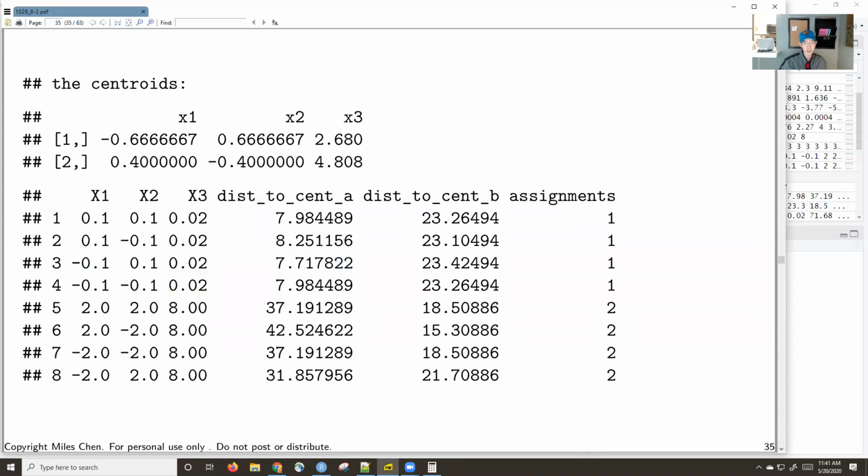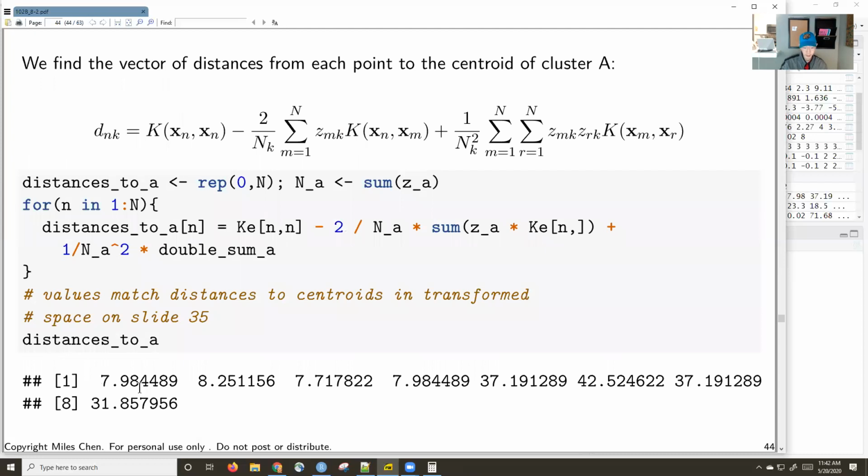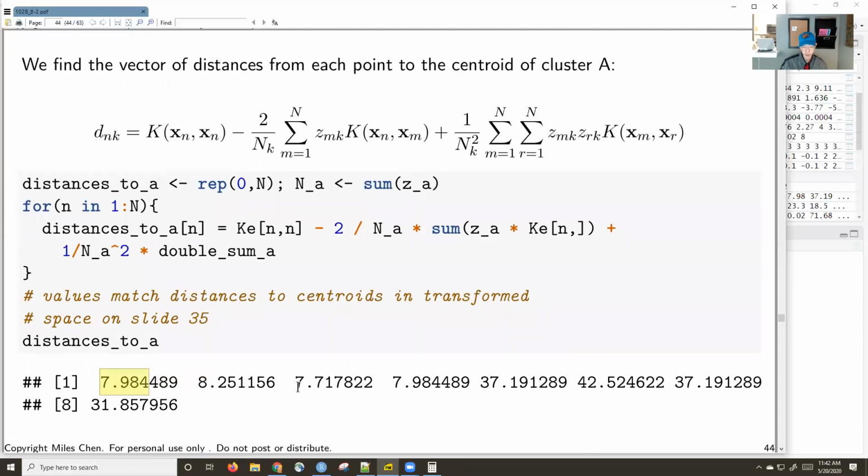So I'm going to go back to slide 35, and this was where we calculated the centroids, and just using the Euclidean distance, we calculated the Euclidean distance from this value to this centroid, and we got that distance to be 7.984. And then we calculated the distance from here to this centroid, and we got 8.251. And this one was 7.717, 7.984. And if I go back, we get the exact same values. 7.984, 8.251, 7.717, 7.984, 37.19, so on and so forth, okay?